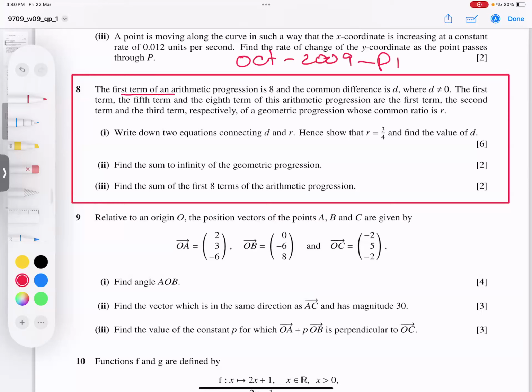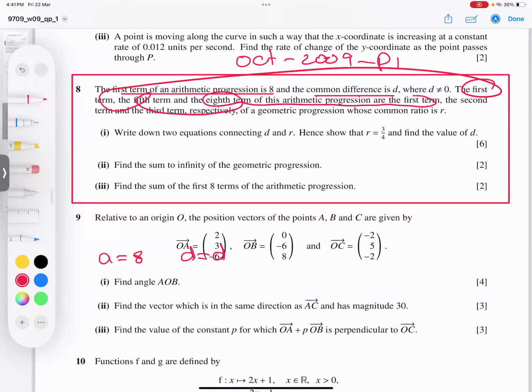He said the first term of the AP is 8. So A is equal to 8, and the common difference is D. So the first term is the same. He mentioned that the first term, fifth term, and eighth term are in AP.